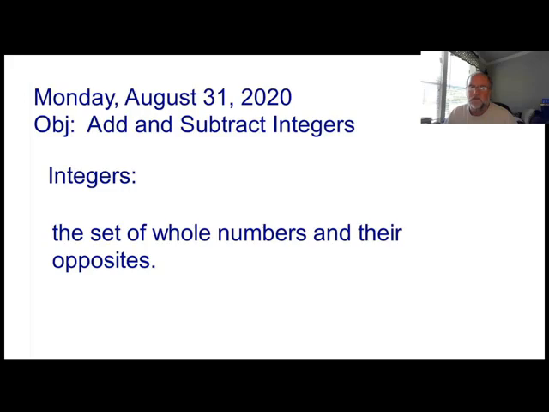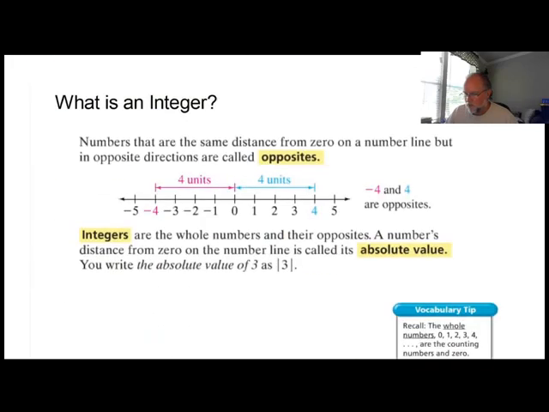Okay, the definition of integers is nothing but the set of whole numbers and their opposites, and we've been talking about that quite a bit. So when we're dealing with integers, we're not dealing with any decimal numbers or fractional pieces or anything like that. We're just dealing with nice pretty numbers. It's just the positives and the negatives. And the negatives are our opposites.